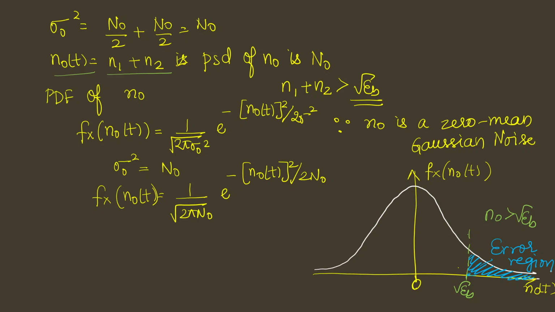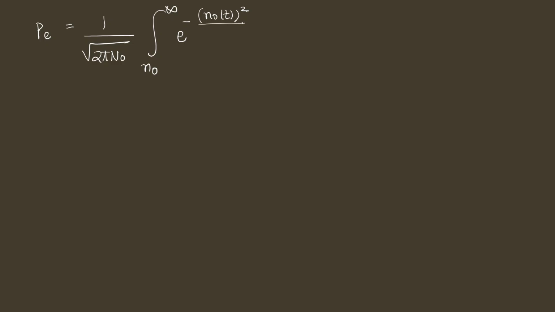In order to determine the probability of error caused in this scenario, we have to integrate the probability density function f of n naught from the value root Eb till plus infinity. So that is what we are going to do now. The probability of error PE can be written as 1 over under the root 2 pi N naught, integration from the root Eb value till infinity of the probability density function of the noise, that is e to the power minus n naught of t whole square divided by 2 times N naught, into d n naught of t.